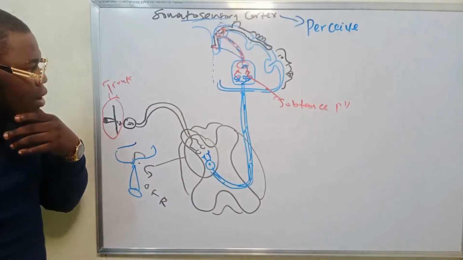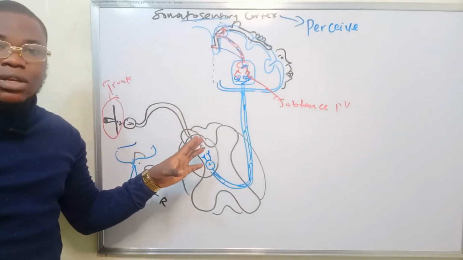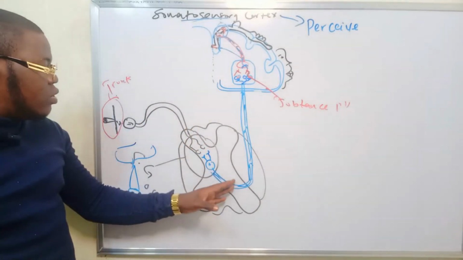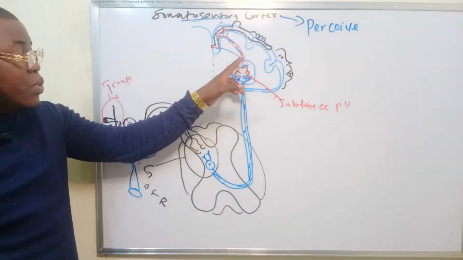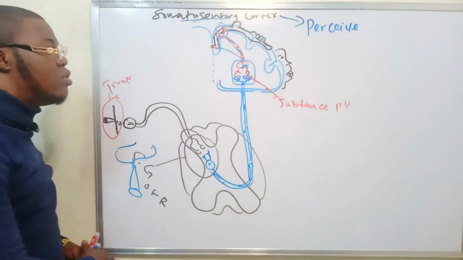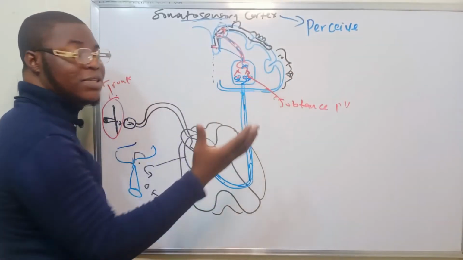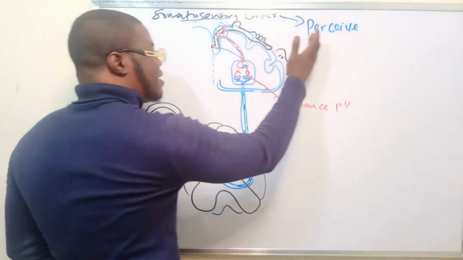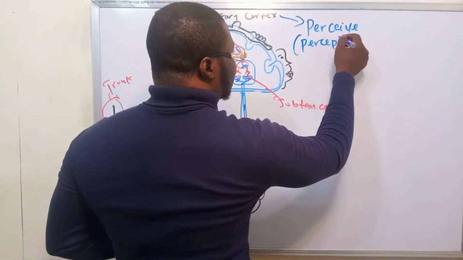Okay, how should we do this? Well, let me explain this ascending a little bit again. The point is that this neuron will go upward, end up in the thalamus, and synapse with another neuron, and that other neuron will take the impulse into the somatosensory cortex to the appropriate center, and the somatosensory cortex will perceive it. That process is called perception, as I've said earlier on.